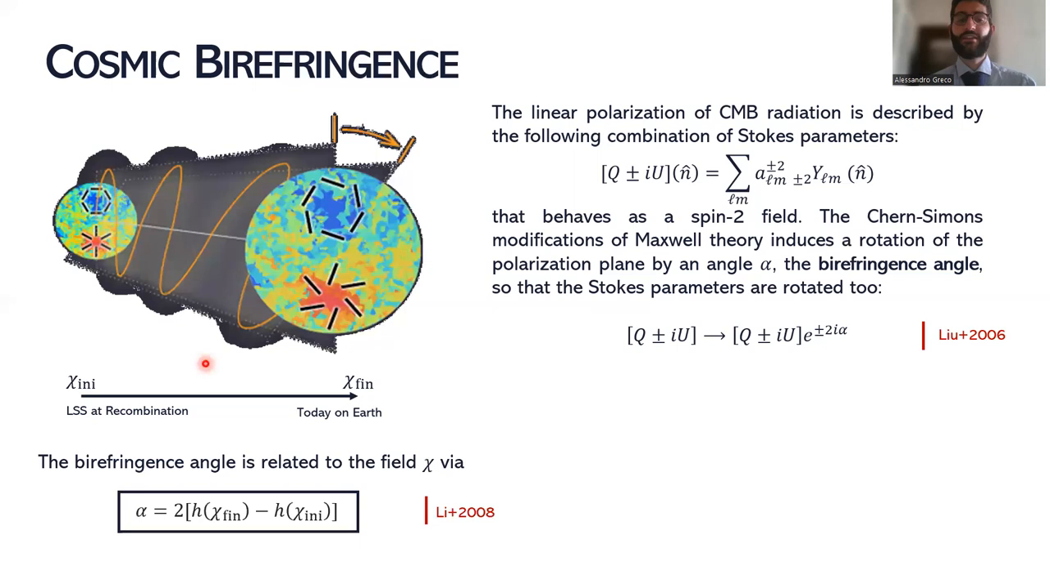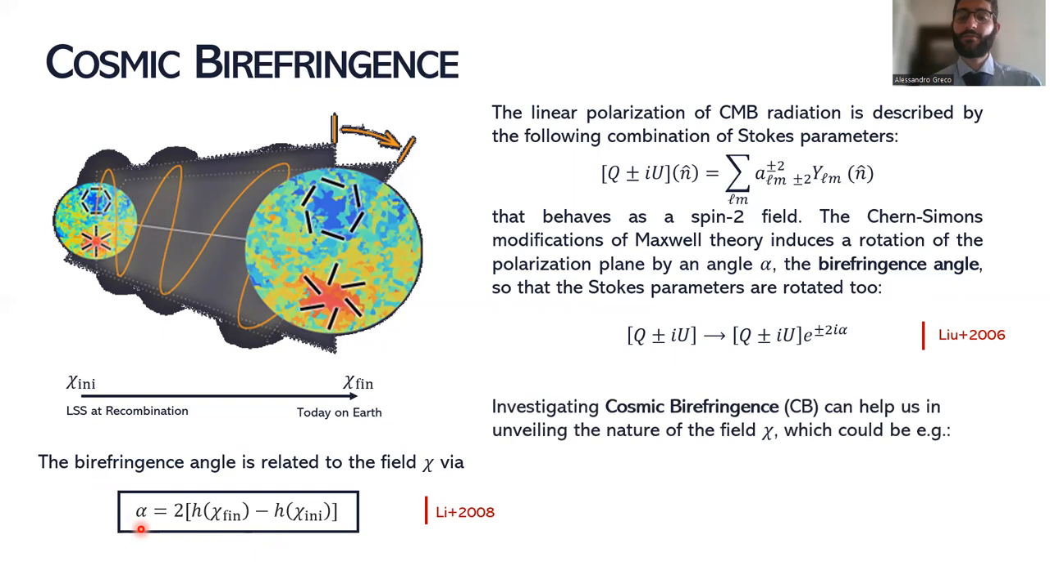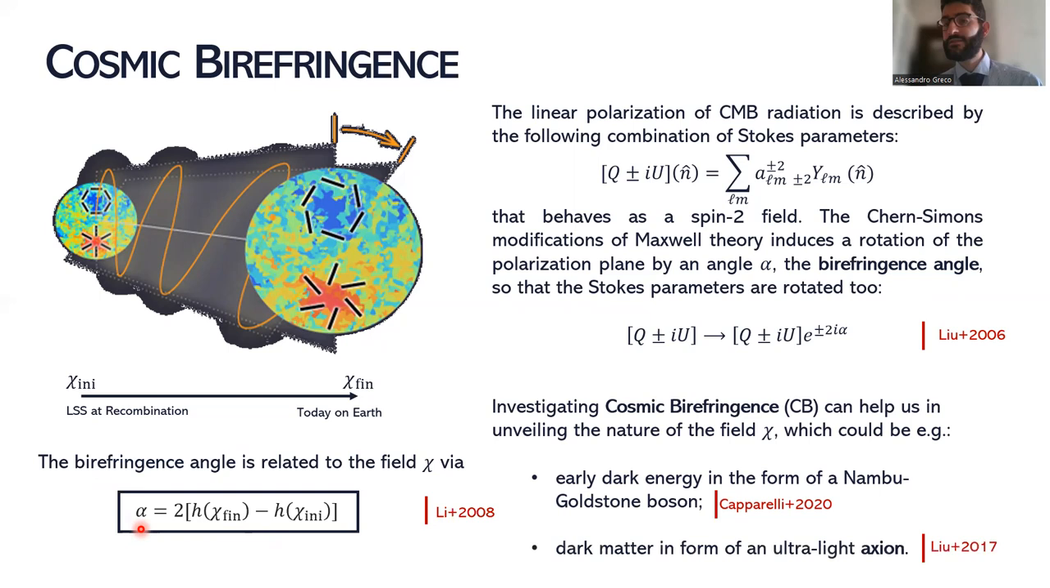So this angle alpha, which can be measured by observation of the CMB, is related to the physics of the mysterious field chi. Investigating cosmic birefringence can help us in unveiling the nature of this mysterious field. For example, it could be early dark energy in the form of a pseudo-Nambu-Goldstone boson, or it can be dark matter in the form of an ultralight axion. And you know that axions are quite popular recently in cosmology.